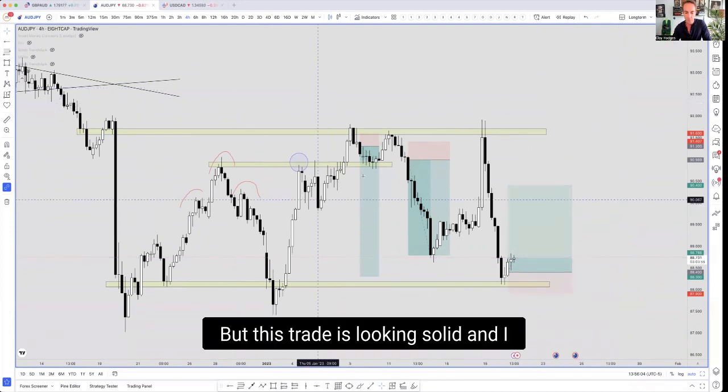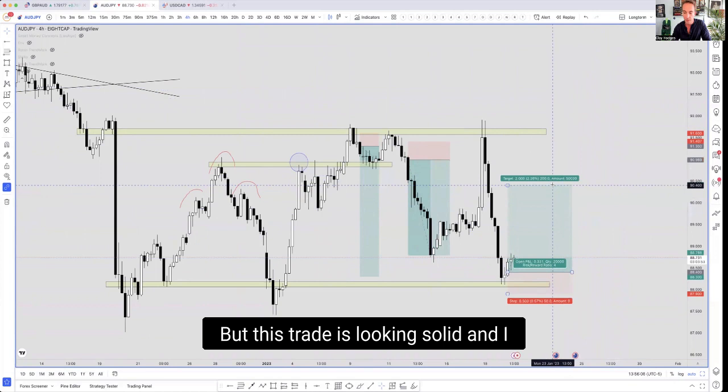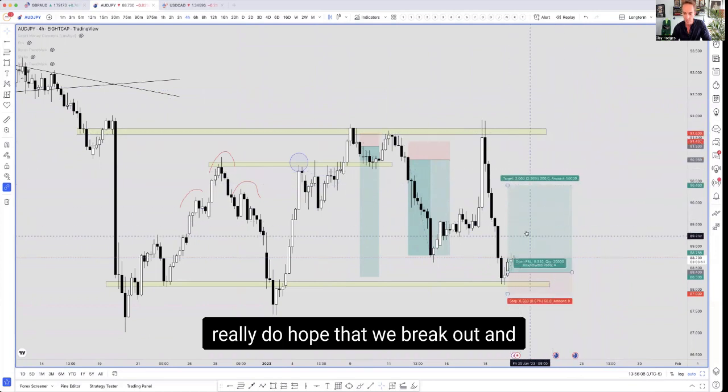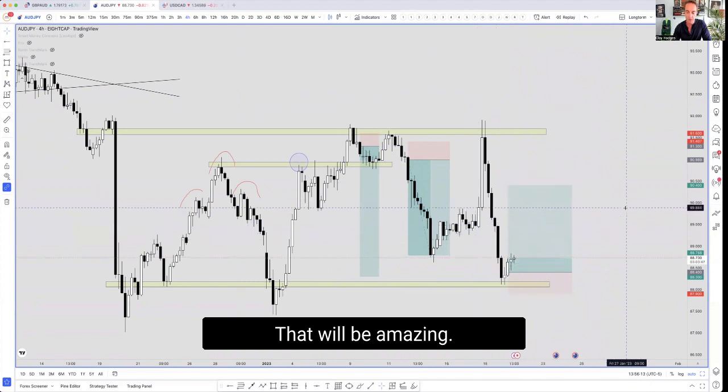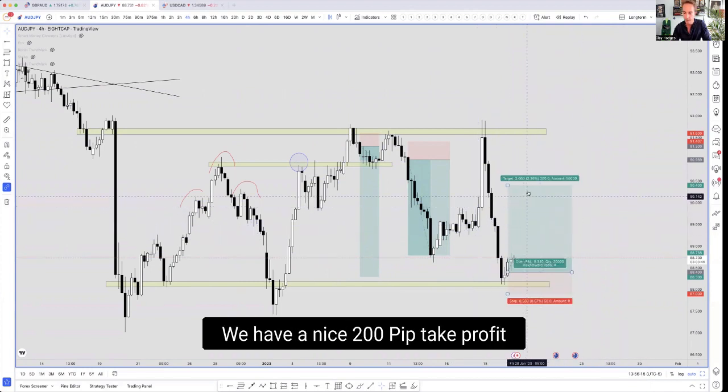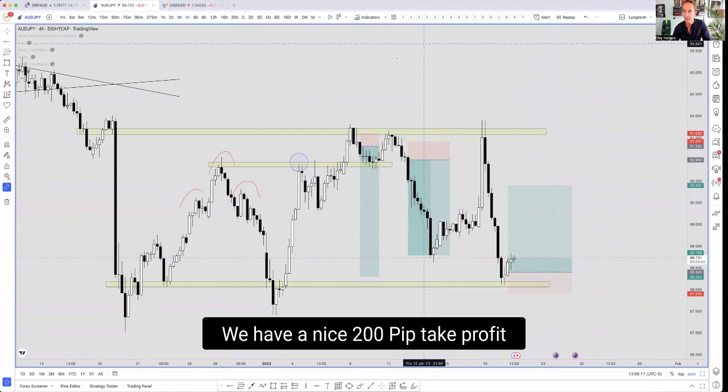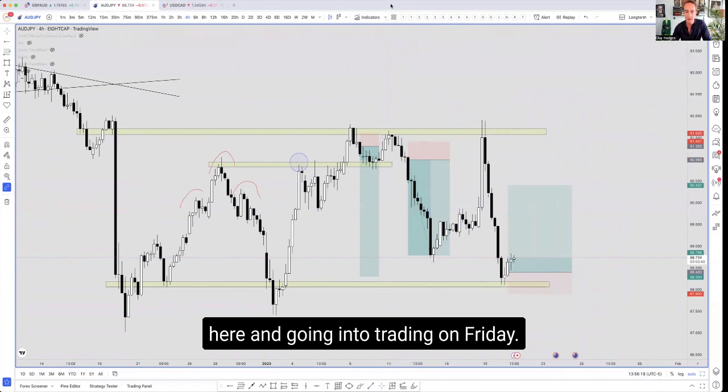one. So, but this trade is looking solid, and I really do hope that we break out and break higher straight off from here. That will be amazing. I'm gonna be holding this trade. We have a nice 200 pip take profit here. So, and going into trading on Friday.